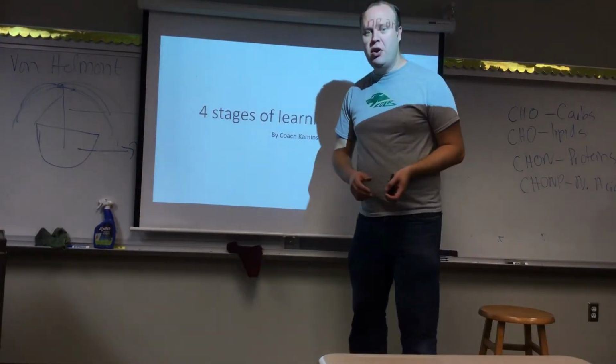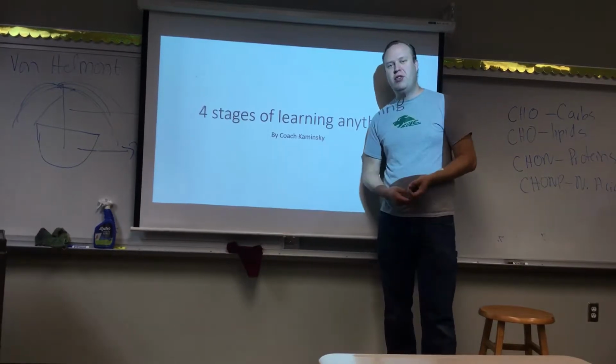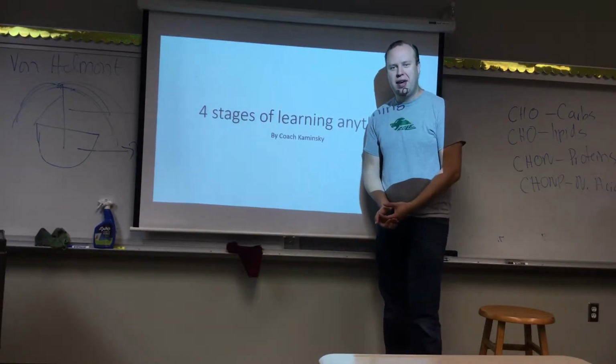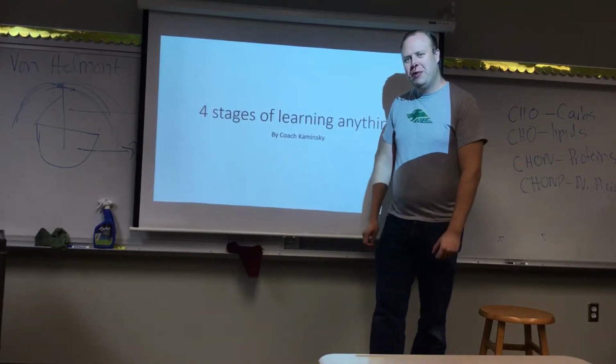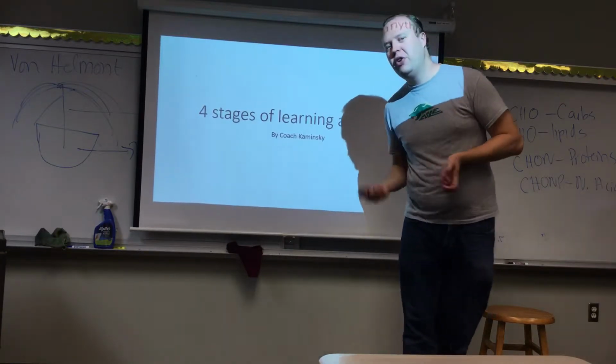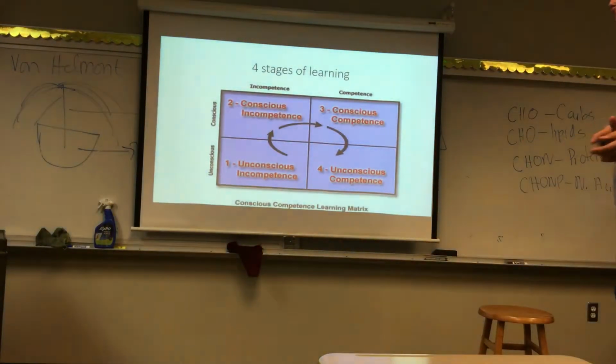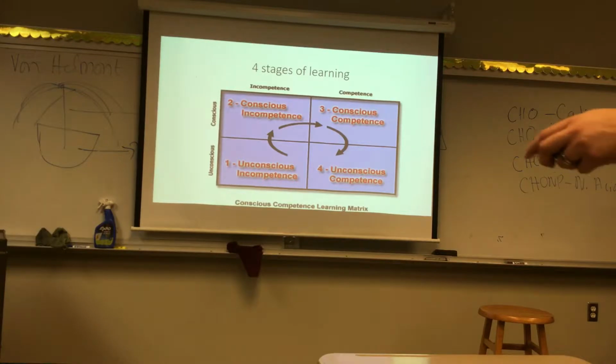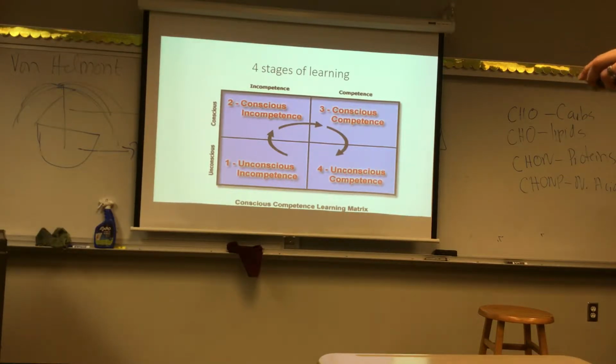I want to make a quick video on the four different stages of learning anything. It could be tennis-based, it could be schoolwork, or almost any new topic or skill you're trying to learn. The four stages of learning have to do with two different variables. We have unconscious and conscious thought. That means you're not thinking about it at all, or you have to think in your brain how to do something. We also have incompetence and competence. Incompetence means you don't even know how to do it, and competence means you do know how to do it.